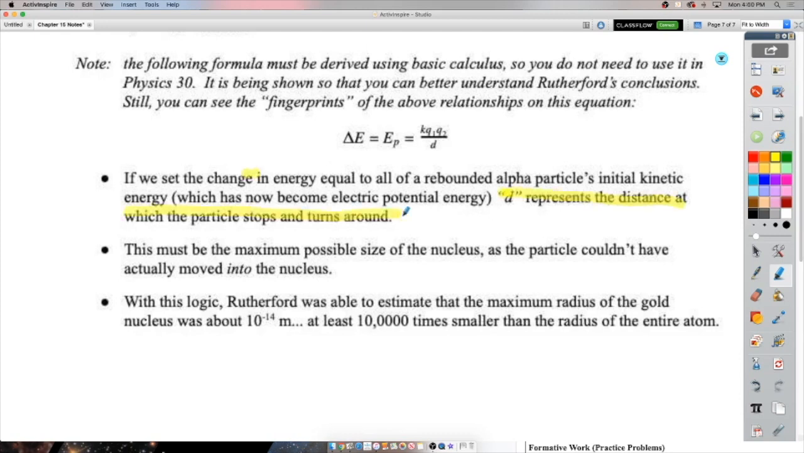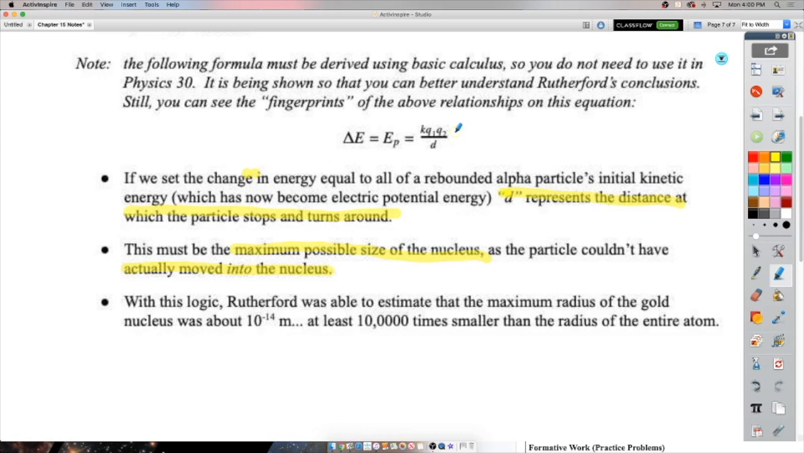Now think about what that d must mean, or what we can interpret it as. That has to be the maximum possible size of the nucleus. Not saying it is the size of the nucleus, but it's the biggest the nucleus could possibly be, right? Why? Well, the particle can't have actually moved into the nucleus. So we can work out the electric potential energy it gets by getting very, very close, right? By using this equation, by getting very, very close, the potential energy becomes big enough that it overcomes the kinetic energy and the particle stops, and then it goes back to kinetic energy as it's repelled away from the nucleus.